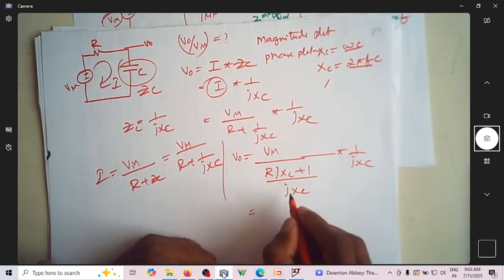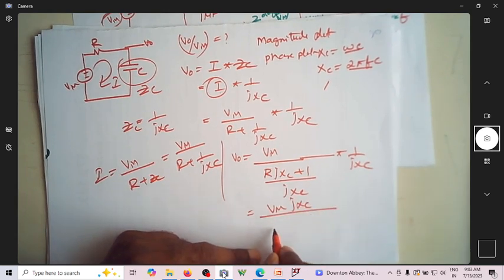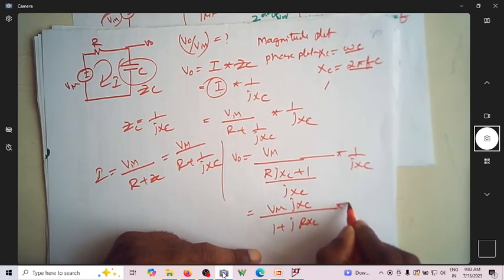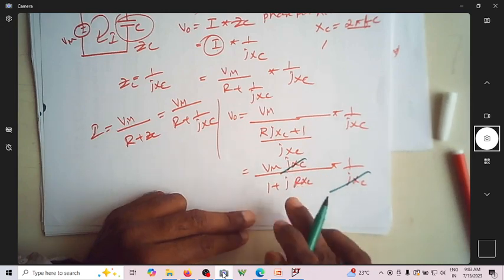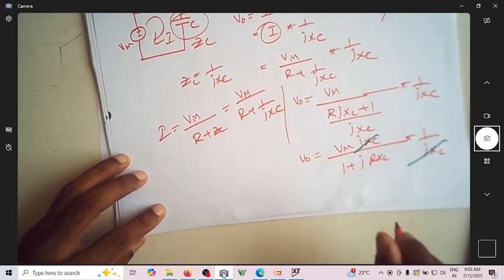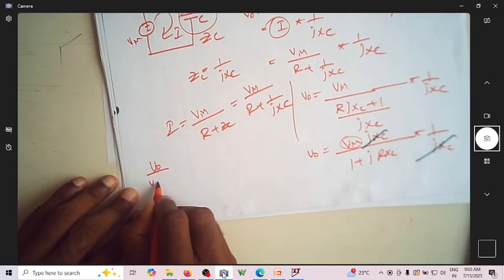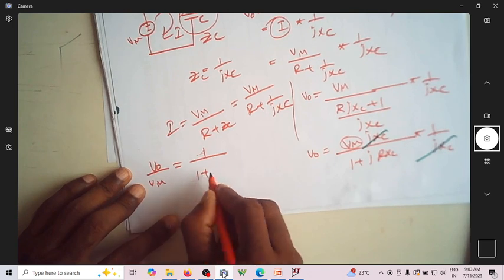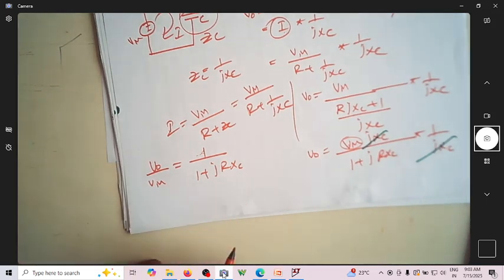So let me just again slightly simplify this. V in by jXC by 1 plus jRXC into 1 over jXC. Do these two go off? These two go off, then you end up with, this is actually V naught. So now if I take this V in here, can I write V naught by V in as equal to 1 over 1 plus jRXC. I can write like this.